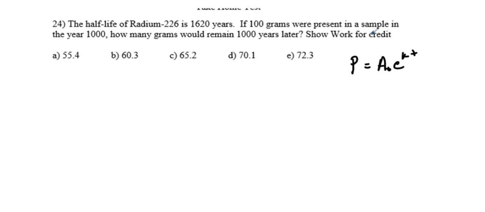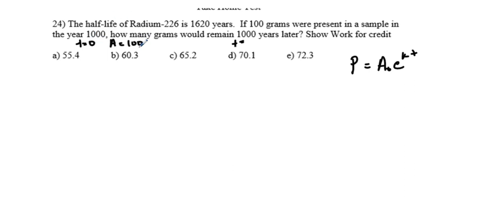What we know right here is we're going to plug in our value. So if we're present in the sample in 1,000 years, how many would be in 1,000 years later? We're going to just say, all right, this is 1,000 years. So essentially, this is going to be when t equals 1,000. All right, we have that. So our initial amount, the amount of radium we have, is going to be 100 when t goes in.